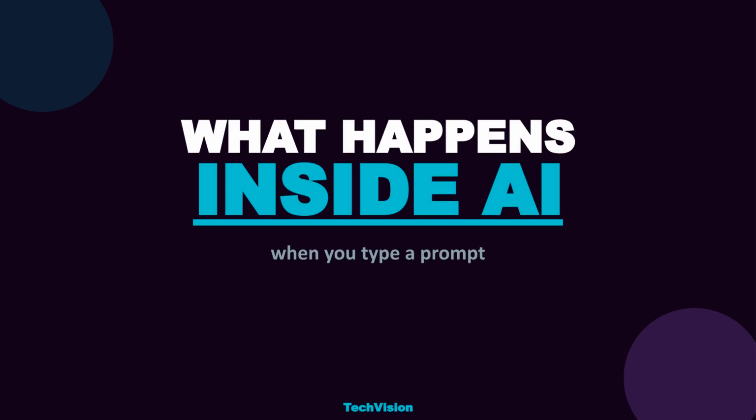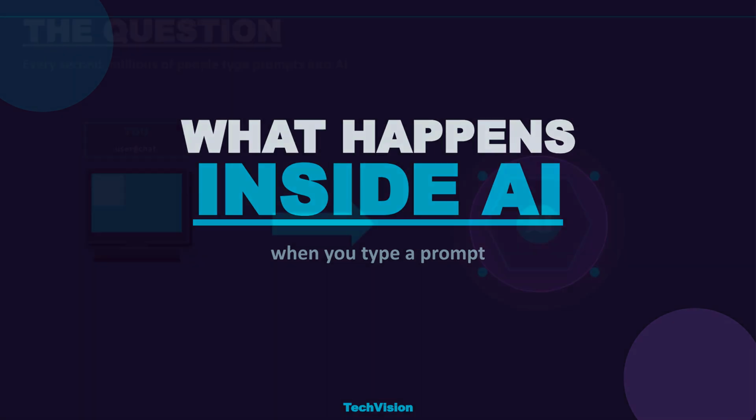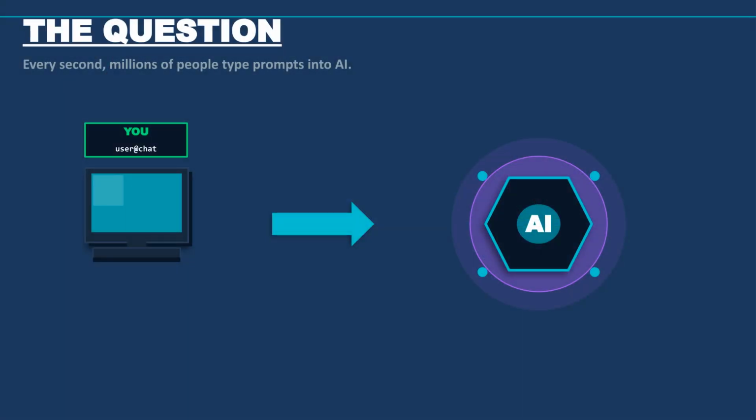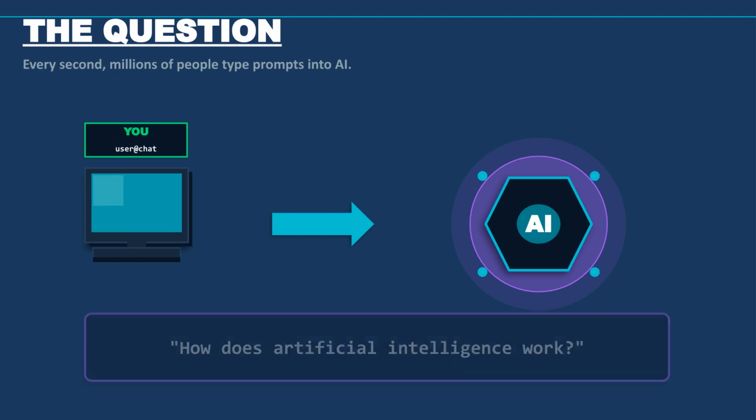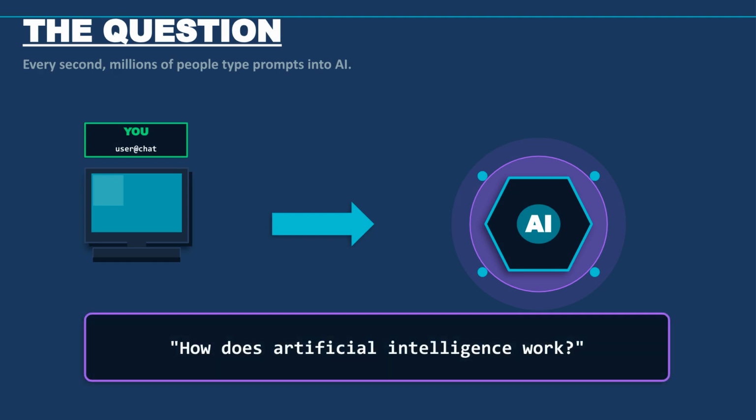Have you ever wondered what happens inside an AI when you type a prompt? This video will explain the process that turns your words into AI's output. Every second, millions of people interact with AI by typing prompts like, "How does artificial intelligence work?"